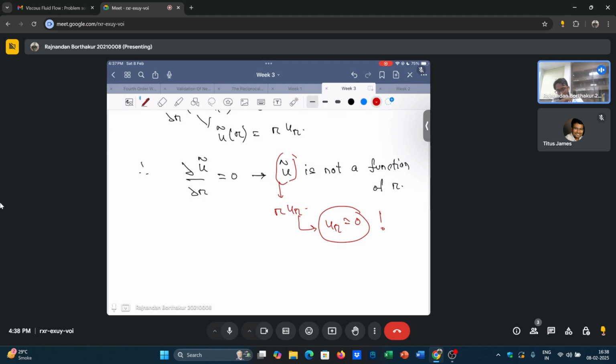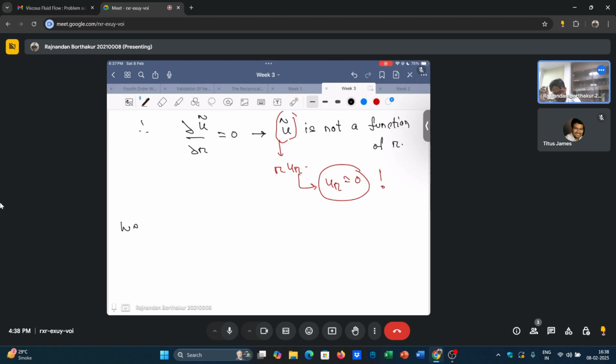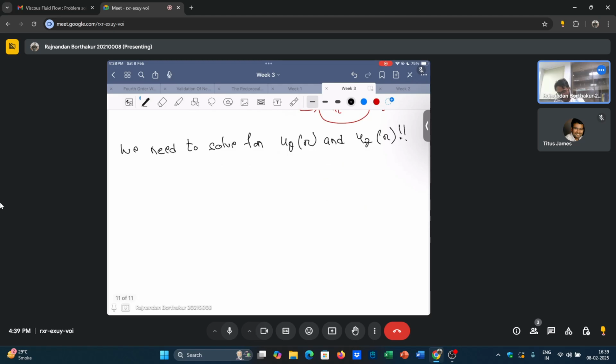I hope this is clear, which means I just now need to solve for u theta as a function of r and uz as a function of r. That's all we need to do. Okay, I hope you understand what I meant to say in this context. So that's it. If you know what we need to solve, the next step is, what do we need to do? We just need to apply the Navier-Stokes equation in the cylindrical theta direction and the z direction to basically get the flow field. That's it. So that's what we'll do. So we'll write the Navier-Stokes equation in theta direction.